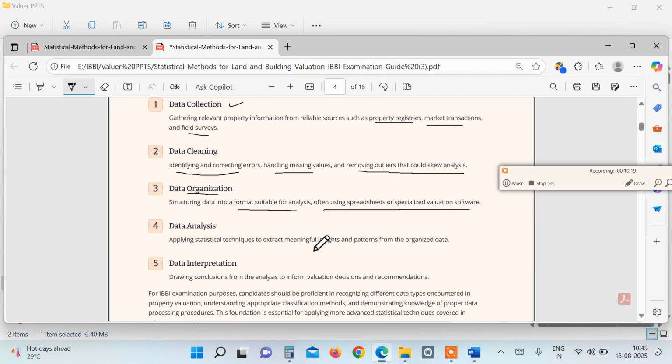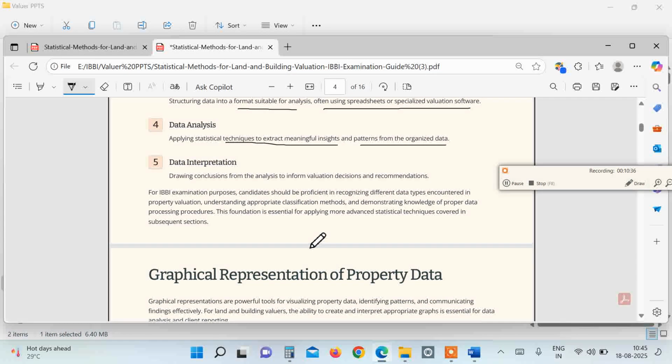Then after organizing it, you have to analyze the data by applying statistical techniques to extract meaningful insights and patterns from the organized data. And from the data analysis, you will interpret the conclusions from the analysis to inform the valuation decisions and your recommendations.